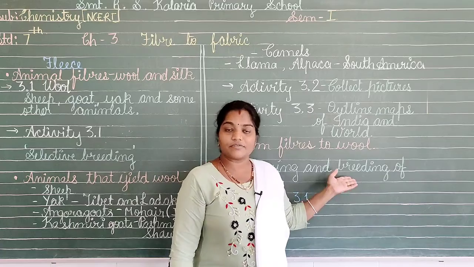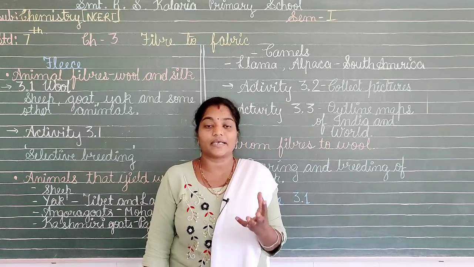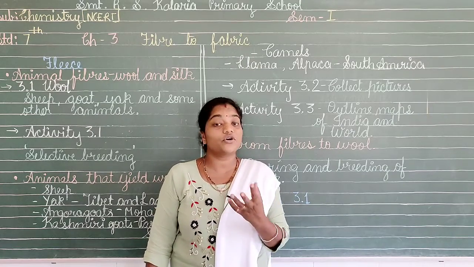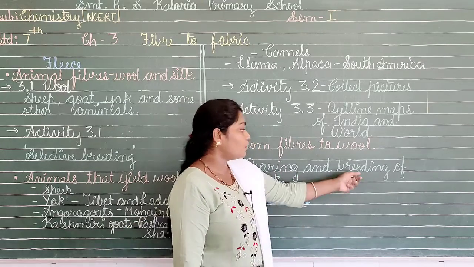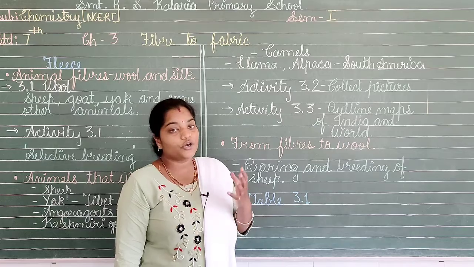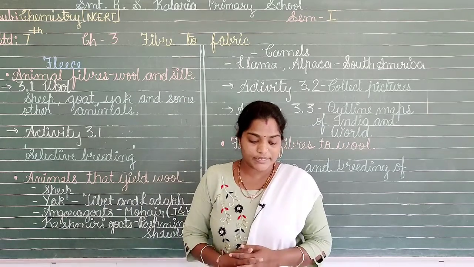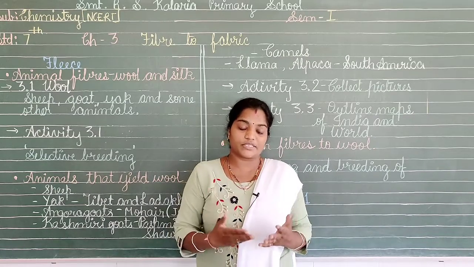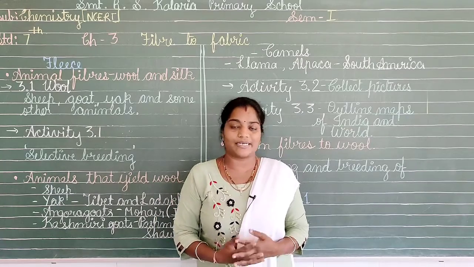Then breeding, as we have studied, we are doing selective breeding, meaning we are choosing the parents and then we have the new offspring coming out from them, which will yield us a good amount of wool. So these two things are done over here, which will be useful in yielding us a good amount of wool. Next we have the topic of the processes from the fibers into the wool. So let's have a stepwise look at these things.